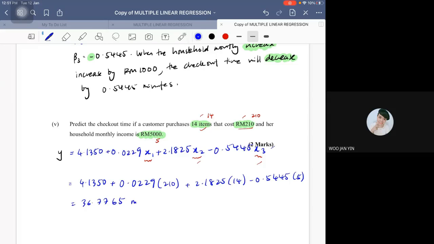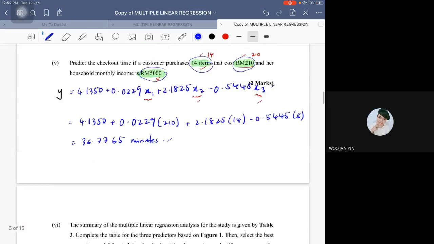Okay, 36.7765. And if you notice in the question just now, it's written what the unit is for the checkout time. The unit is going to be in terms of minutes. So please mention that as well. Meaning that if somebody actually purchased 14 items and spent 210 for those 14 items, and the household monthly income is 5,000, then on average we expect that the time he is going to spend at the mart to buy the stuff is going to be 36.7765 minutes. So half an hour to buy 14 items, that's kind of long though.